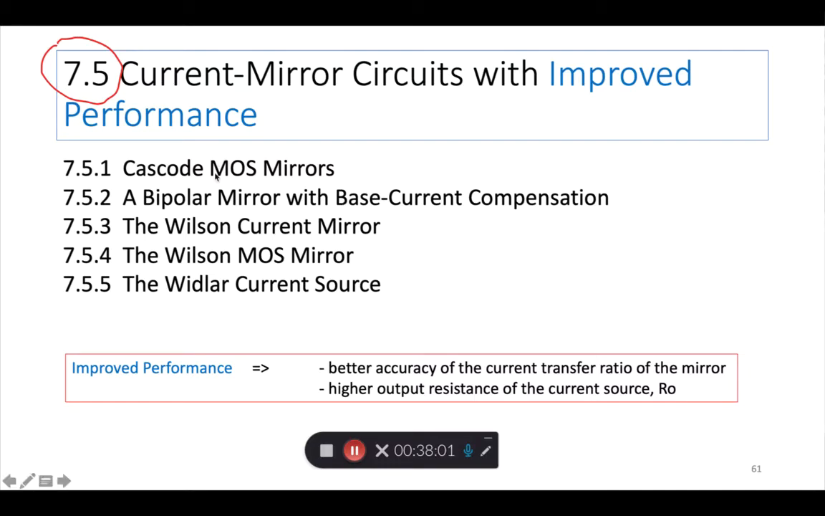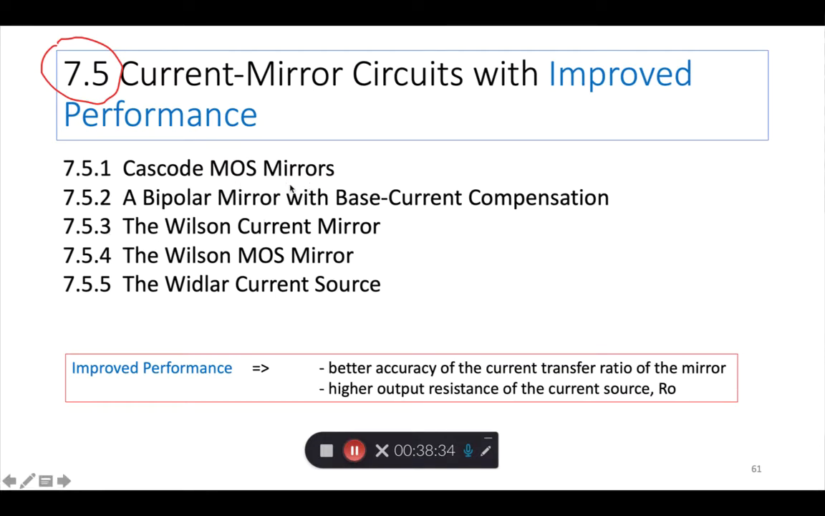So, I want you to go back and look at it if you haven't already. It's not very difficult concepts. All it tells us in 7.5 is that you can do some improvements. What are the improvements? You get better accuracy of the current transfer ratio of the mirror, and you get higher output resistance of the current source, RO. So RO can be made higher by using some modifications to our cascode mirrors that we studied.